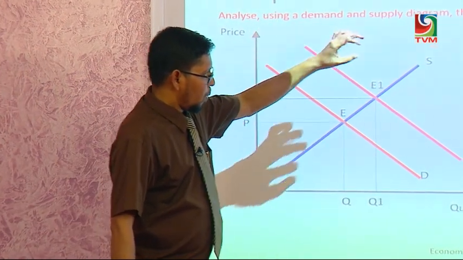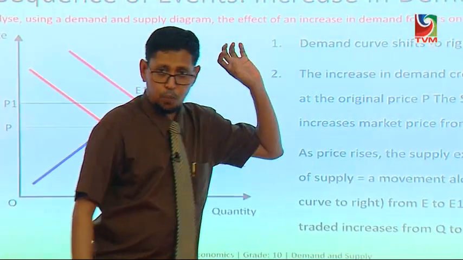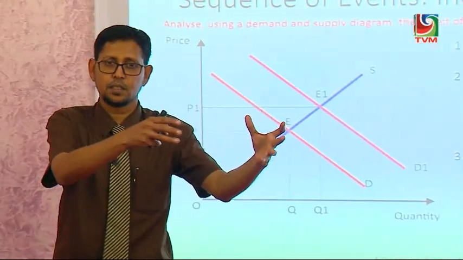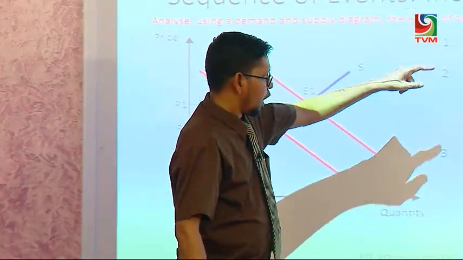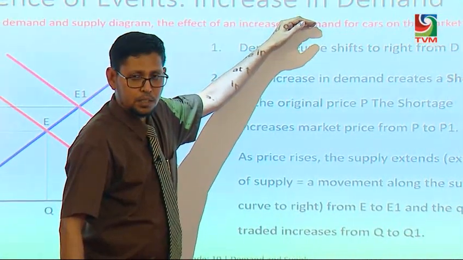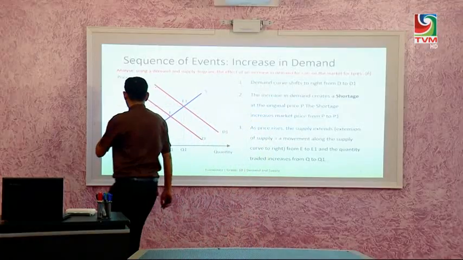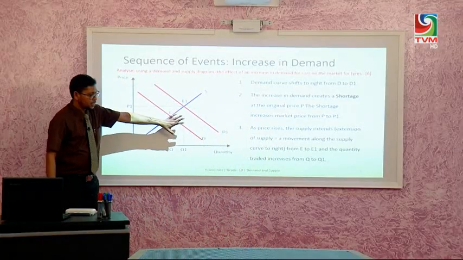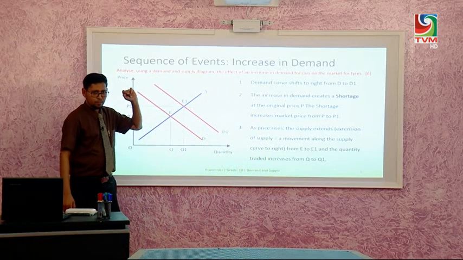So, actually this is a complement, cars and tires. These are complements. Therefore, when more people buy more cars, there will be more tires demanded. So the demand for tires increases.